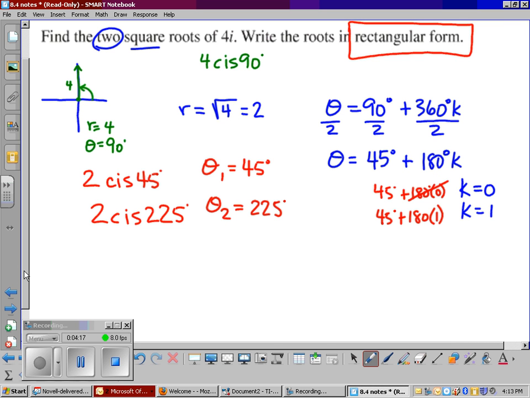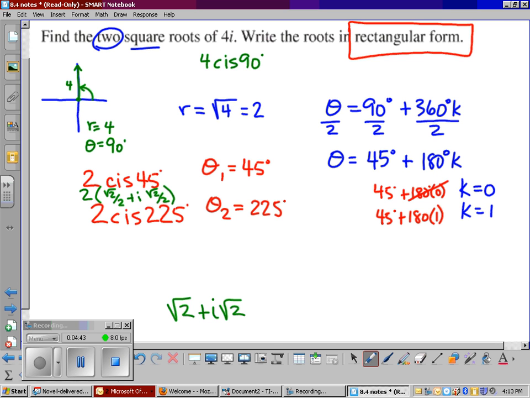Remember that the CIS 45 stands for cosine 45 degrees plus i sine 45 degrees. So when I multiply 2 times cosine 45, I get square root of 2 over 2, plus i sine 45 is square root of 2 over 2. And if I simplify that, write my answer down here, I get square root of 2 plus i square root of 2, because the 2's are going to cancel.